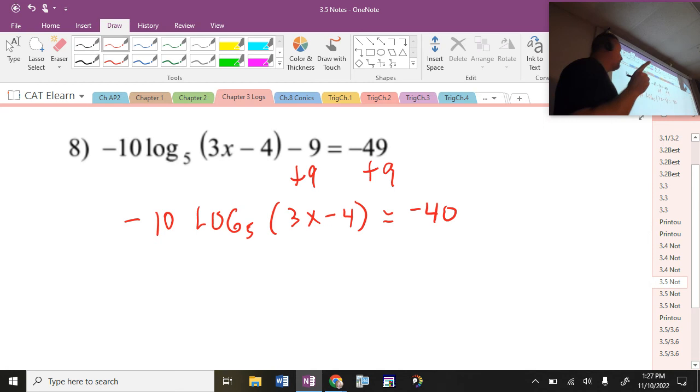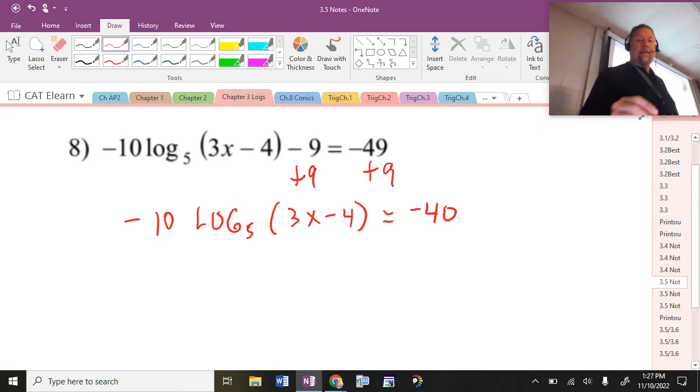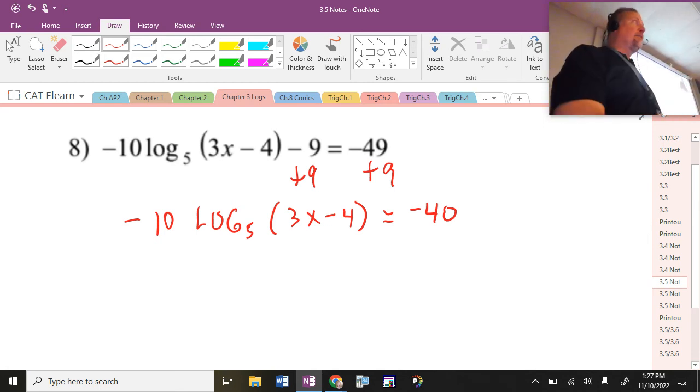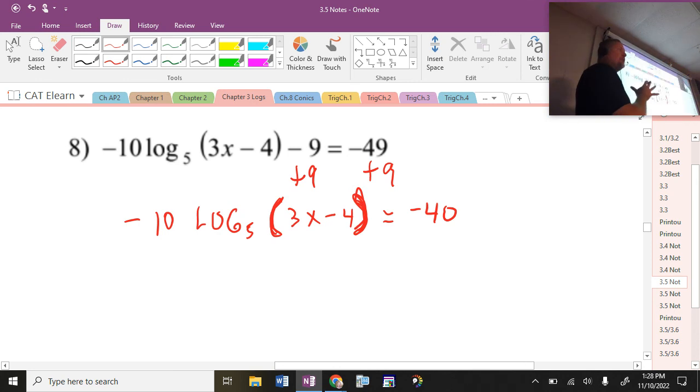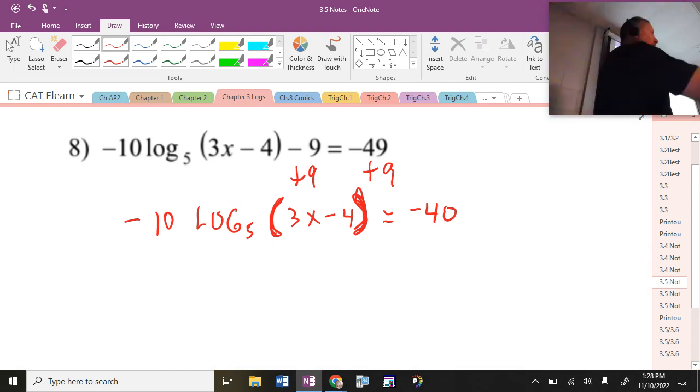Divide by -10. Not add 4, never divide by 3. This is stuck. That's like a PEMDAS violation. Those are stuck in grouping symbols with a logarithm operation. So I get goofball. As soon as you add 4 and divide by 3, you're instantly almost all points off.